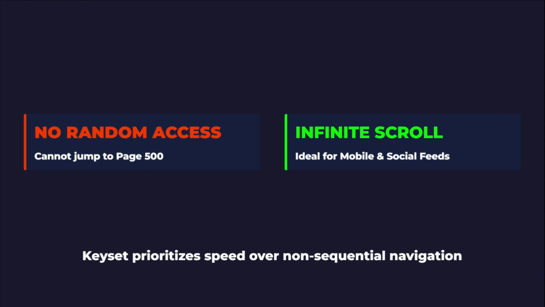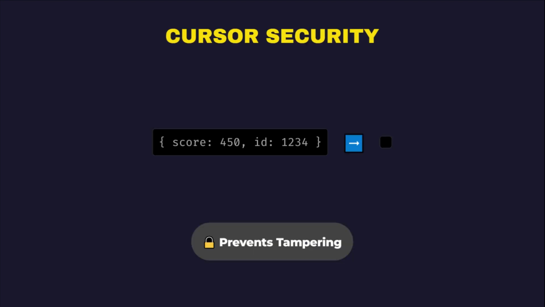Keyset pagination fundamentally sacrifices random access capability. Users cannot jump directly to page 50 because the system requires the cursor value from page 49 to construct the where clause. If your application requires displaying total page counts or allowing users to navigate non-sequentially, offset pagination remains the only viable option, despite its known performance cost. However, for modern user interfaces relying on infinite scrolling feeds or standard next previous navigation, Keyset is the superior architectural choice, prioritizing speed over random access.